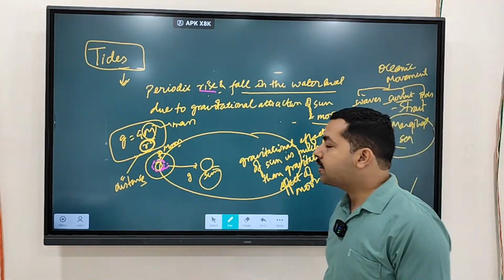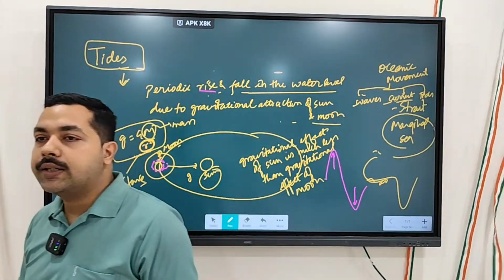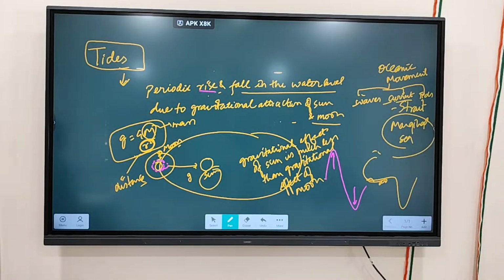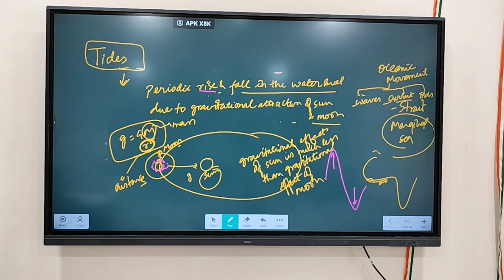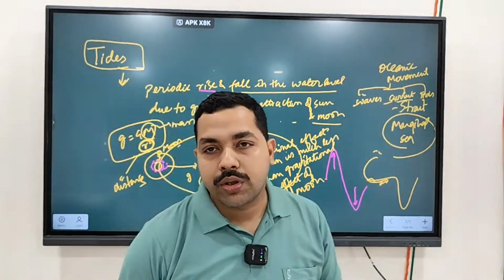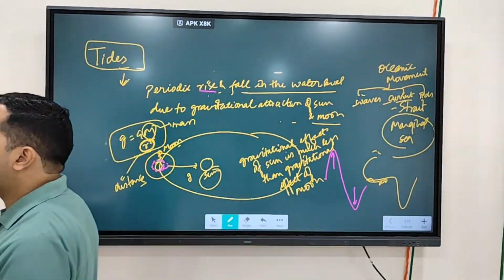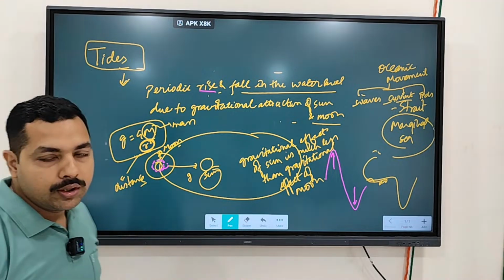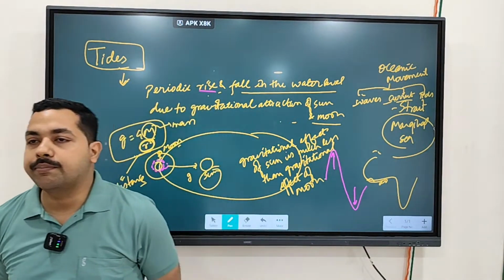Fine. So the gravitational effect of the sun is much lesser than the gravitational effect of the moon. That's why sometimes we also say that tides are caused due to the moon's gravitational effect. Clear? Tides are caused due to what? The moon's gravitational effect, because the majority of the force is because of the moon. The sun's gravitational effect is lesser because the sun is a bit far away from the earth as compared to the moon.